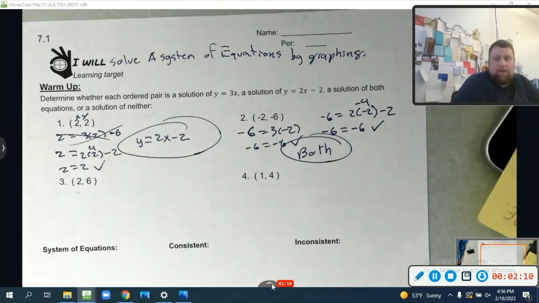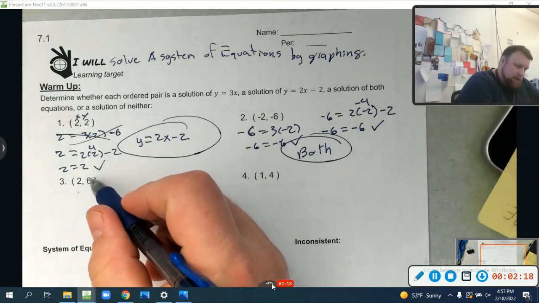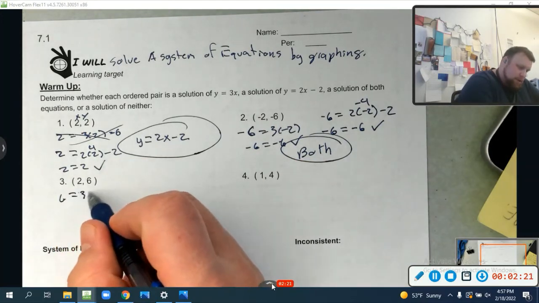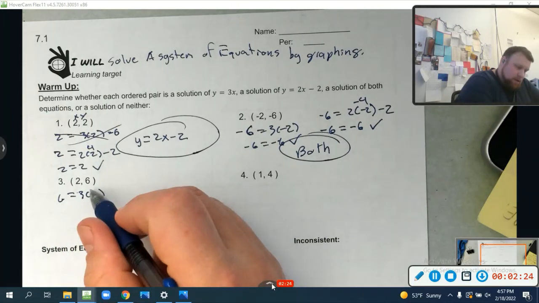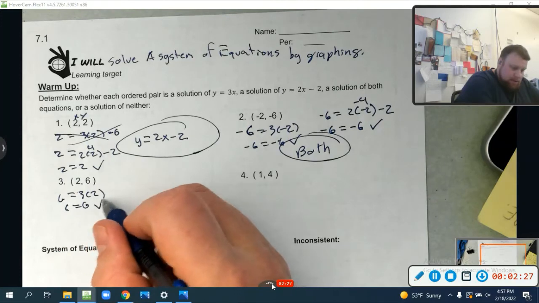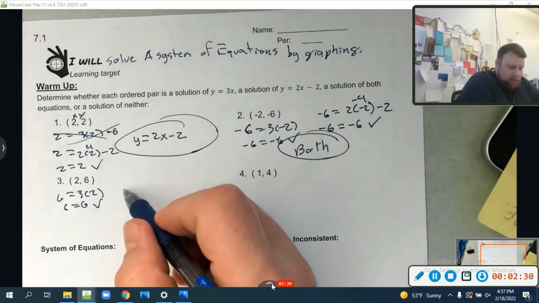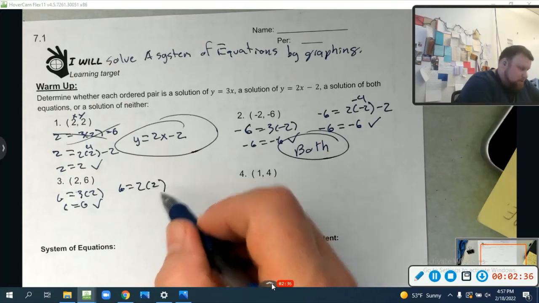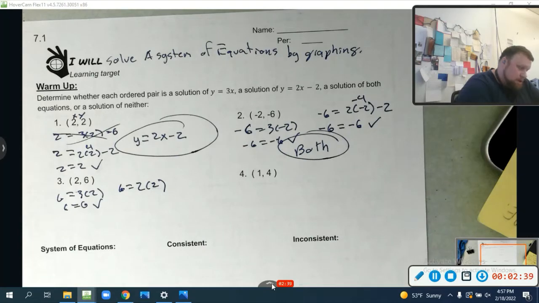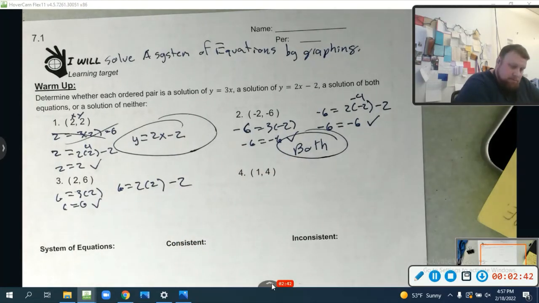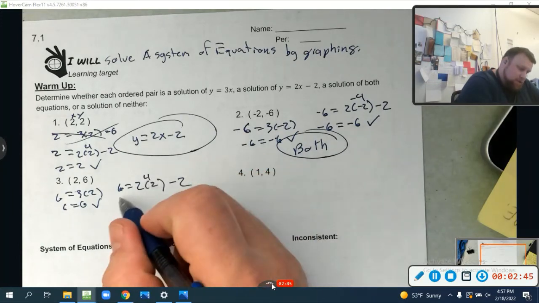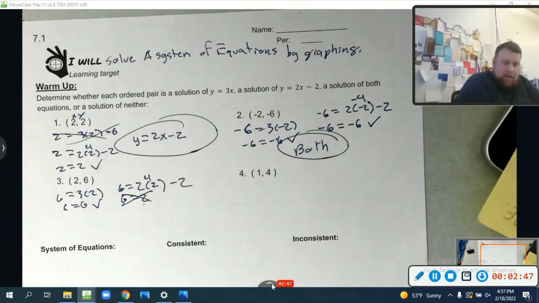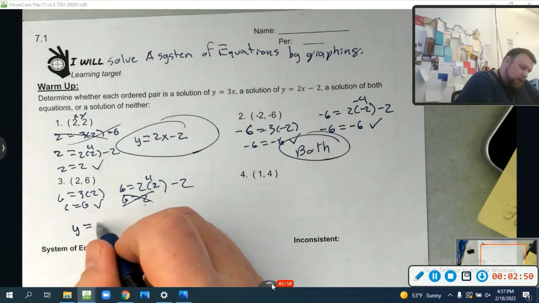Let's try this one. By the way, if you weren't sure how to do this and I just clued you in by plugging them in, go ahead and pause it again. See if you can do the last two on your own. But let's get rolling nonetheless. So this is my y. I'm going to have 6 equals 3 times 2, which is 6 equals 6. Check. Works for that one. Let's see if it works for the last one, which is 6 equals 2 times 2 minus 2. That is 4 minus 2, so 6 equals 2, which does not work. That's not true. So this only works for y equals 3x.